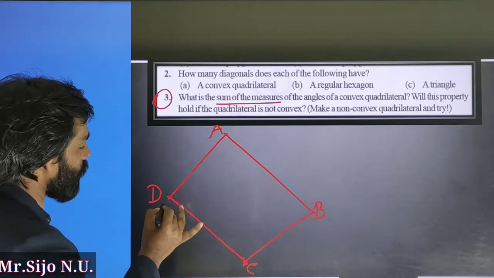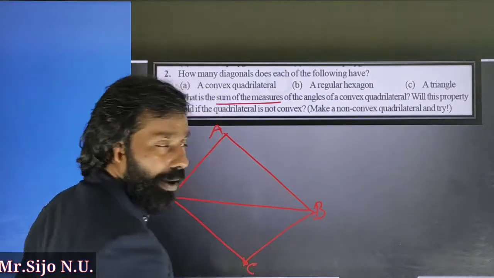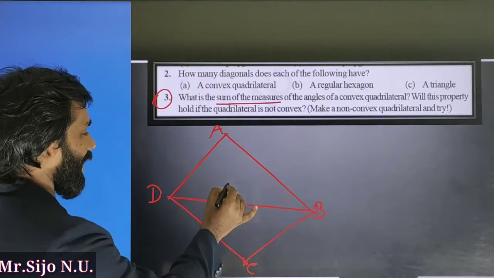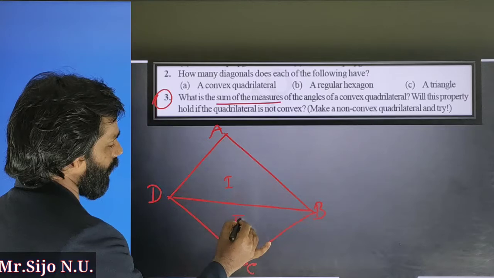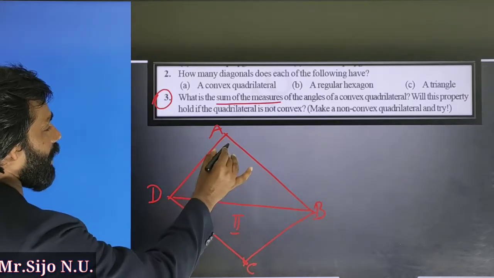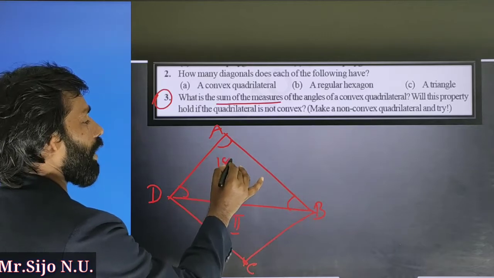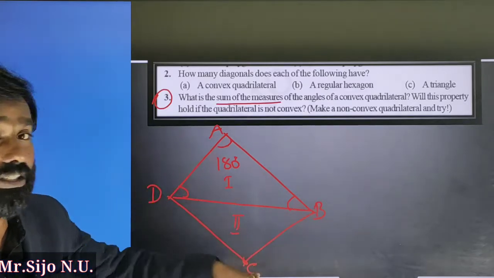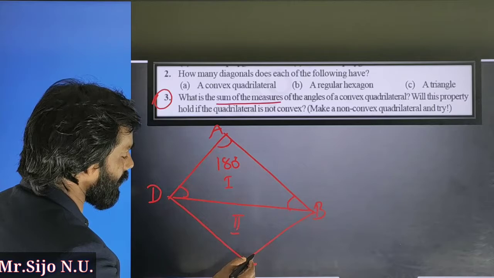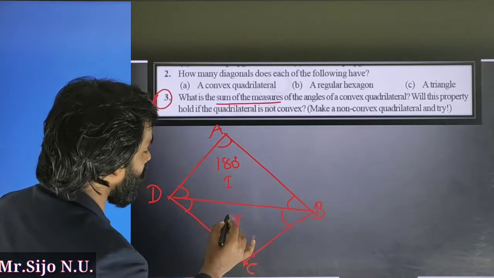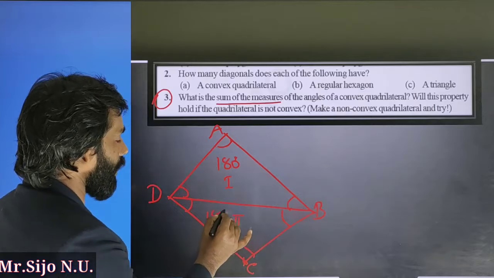We can just draw a diagonal, and what happened at that time? It is divided into two triangles. Yes, here is triangle 1 and here is triangle 2. Now we know the upper side, this angle plus this angle plus this angle, that should be 180 degrees. Now consider the lower triangle. Yes, this angle plus this angle plus this angle, we know that is also 180 degrees.